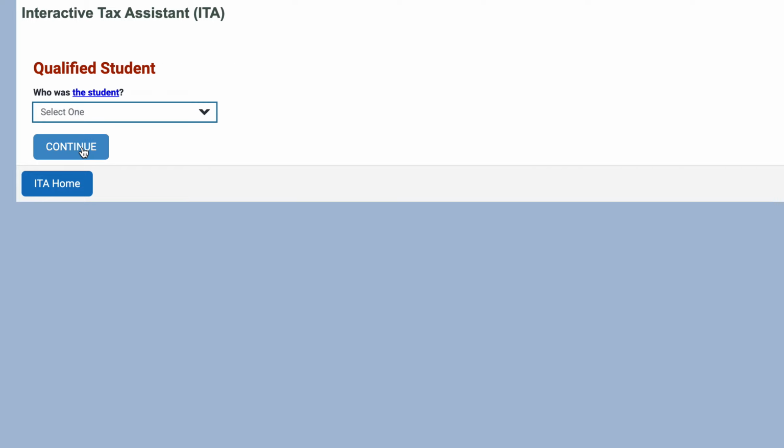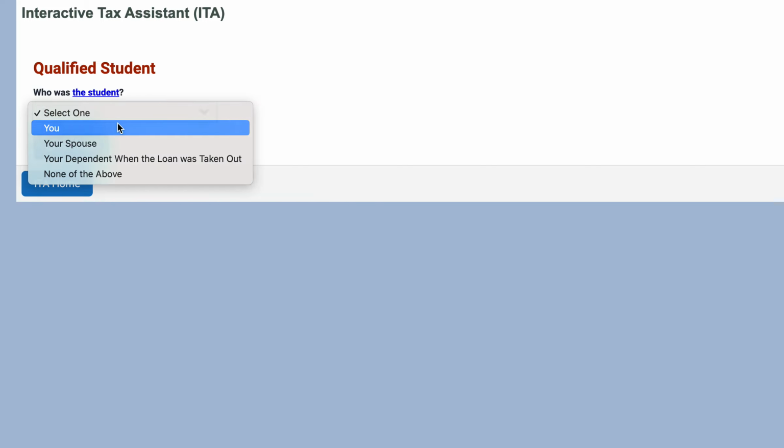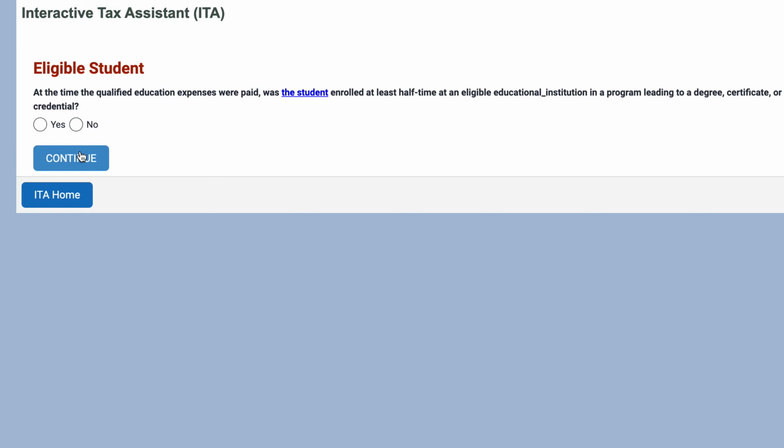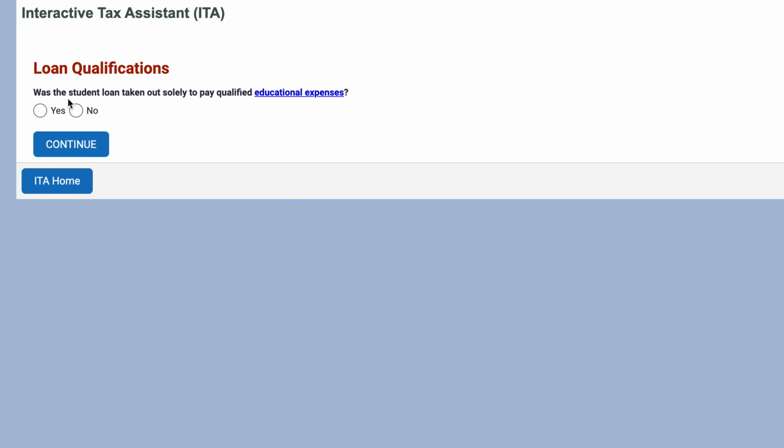So let's say no. So we're going to say that you are the student. You're doing this on yours. Let's just say that you're out of college and you can't be claimed as a dependent on someone else's tax return. And then at the time these education expenses were paid, let's assume that you were at least half-time enrolled in your college. And then was the student loan taken out solely to pay qualified educational expenses? We'll say yes. And I'm going to stop right here just to highlight this fact about the blue highlighted fields.